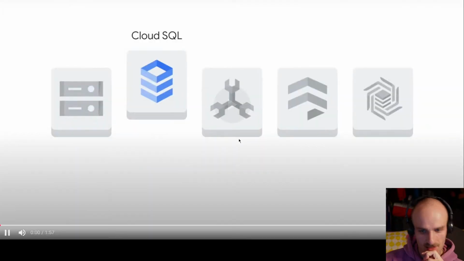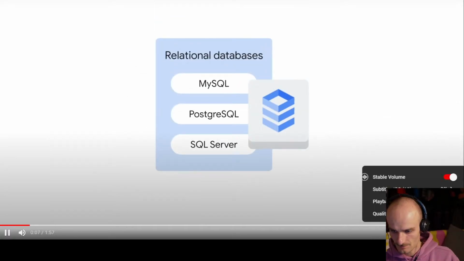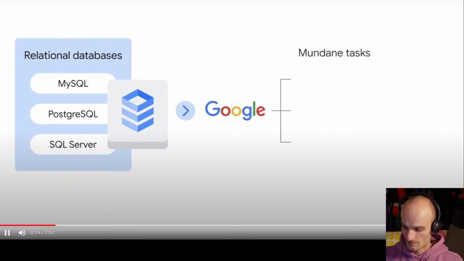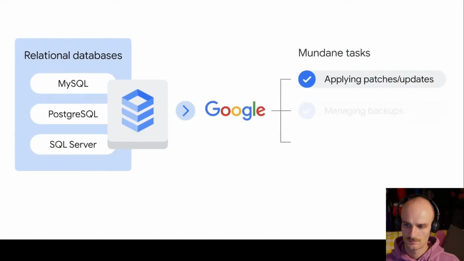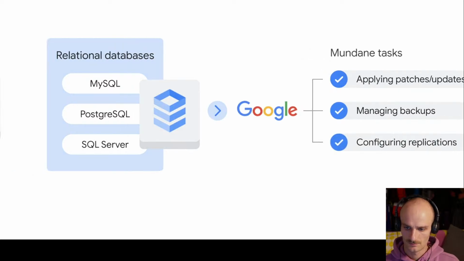Let's go with Google Cloud's second core storage option, Cloud SQL. Cloud SQL offers fully managed relational databases, including MySQL, PostgreSQL, and SQL Server as a service. It's designed to hand off mundane but necessary and often time-consuming tasks to Google, like applying patches and updates, managing backups, and configuring replications, so your focus can be on building great applications.